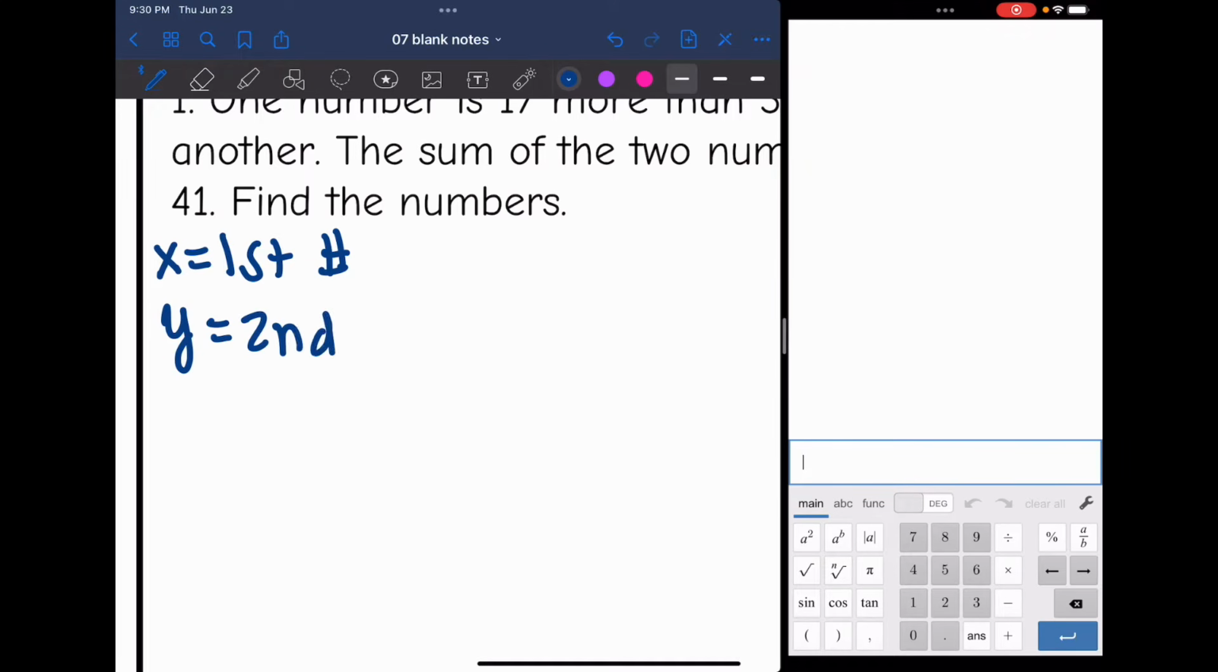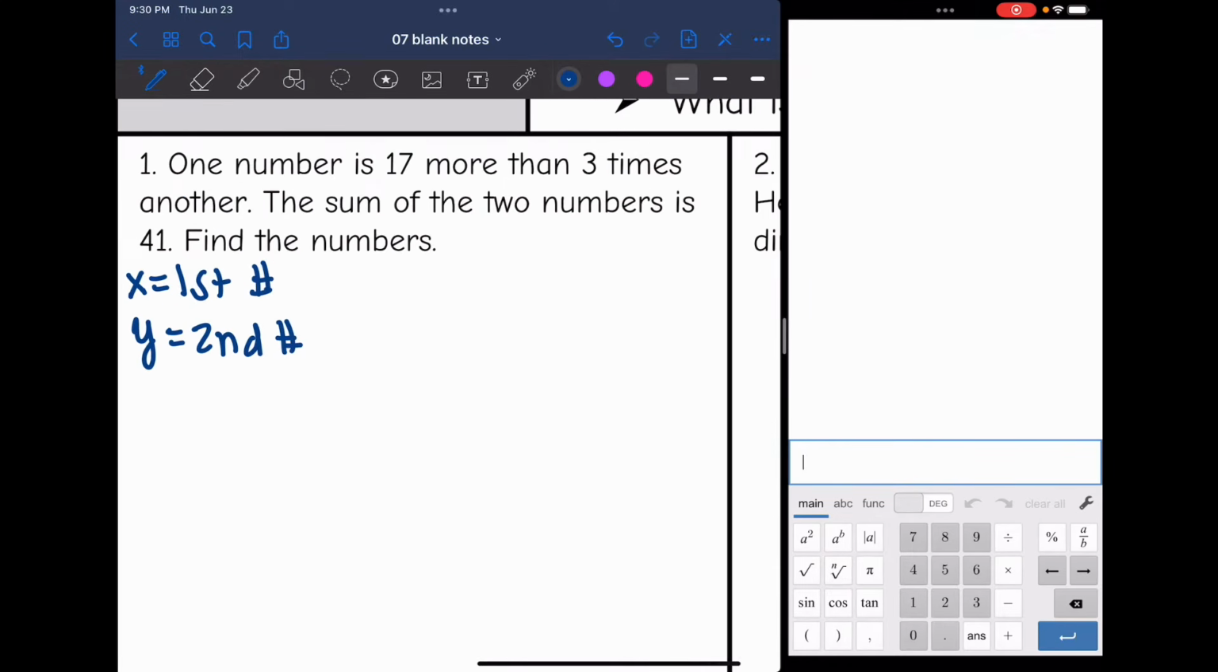Okay, now we want to write our equation. So we want to think about the two things that are going on. It says one number is 17 more than 3 times another. So one number is, I'll just let that be x, equals, means equals, 17 more than 3 times another. So 17 more than means I'm going to add 17, and then 3 times the number would be 3y. So there's the first equation, x equals 3y plus 17. And then it says the sum of the two numbers is 41. So that just means if I add them together, it equals 41.